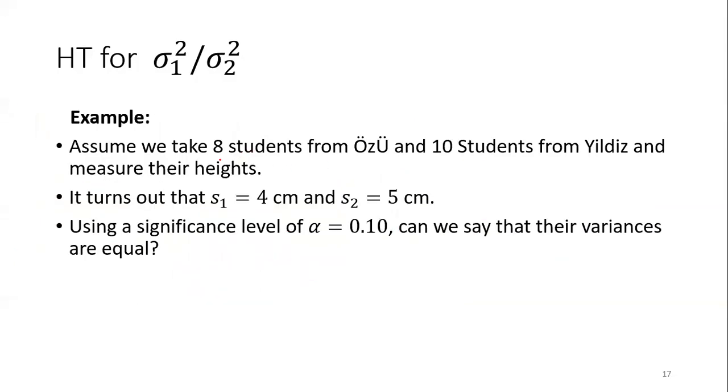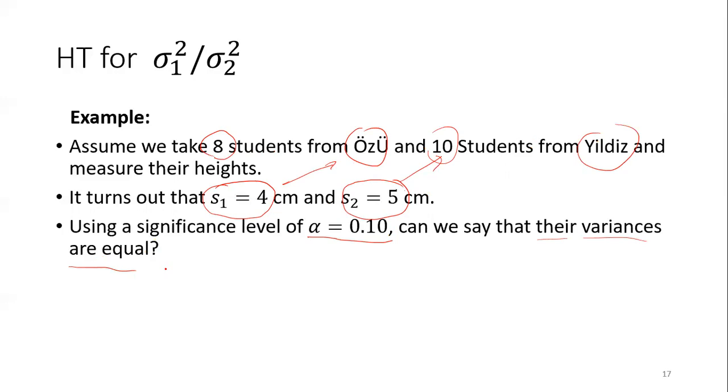So assume I have 8 students from Özü and 10 students from Yıldız Technical University, and measure their heights to see that S1 is equal to 4. Okay, so for Özü, the sample standard deviation is 4, and S2 is equal to 5 there. So using a significance level of alpha 0.10, can you say that their variances are equal to each other?